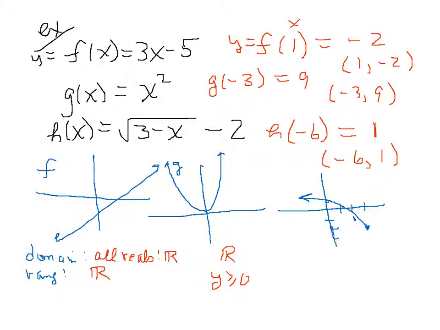For h, the domain is x has to be less than or equal to 3, otherwise we'd be taking the square root of a negative number. And if you look at the way the picture works out, the range is y greater than or equal to minus 2. So that's something that you should be able to look at and understand. Okay, let's hold on, and we'll keep going.